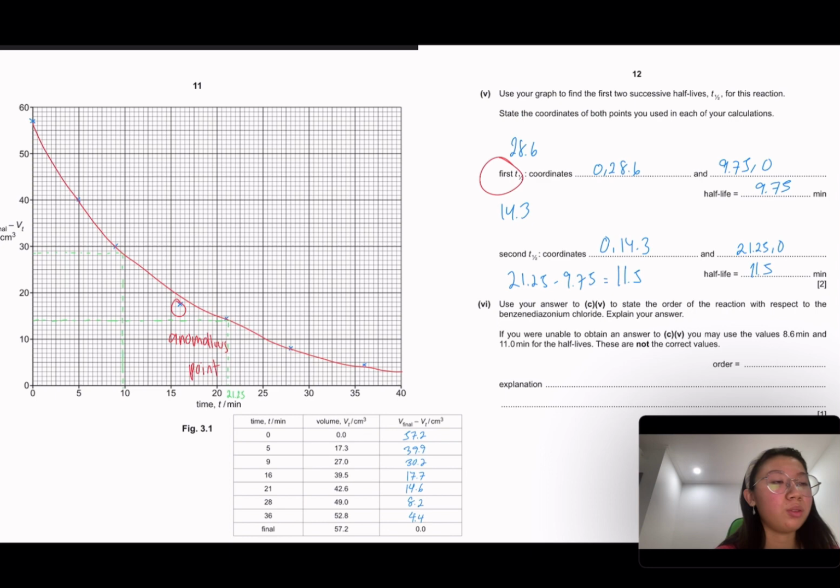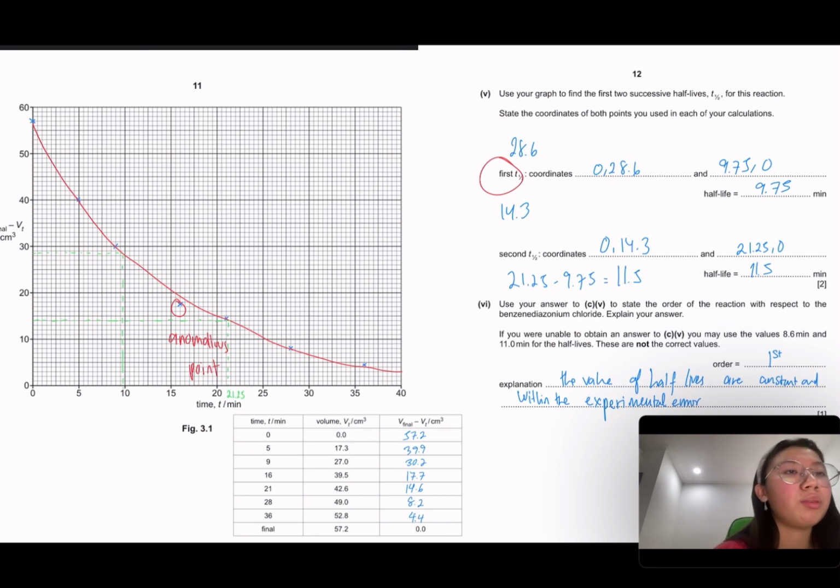It's at 21.25. So there's quite a bit of difference between my two values, but that is likely due to error of having drawn it digitally with Keynote. So again, state the coordinates. We have both the coordinates, the x and the y for both, and the half-life is 9.75 minutes. For the second half-life, you don't straight up take the 21.25 value. You have to minus it by the first half-life, and you have the half-life for the second one. So that is 11.5 minutes.